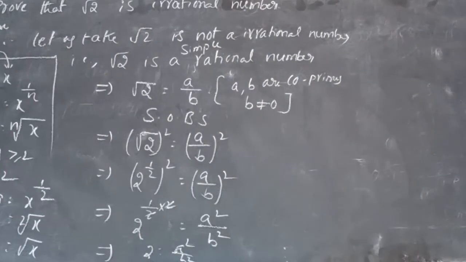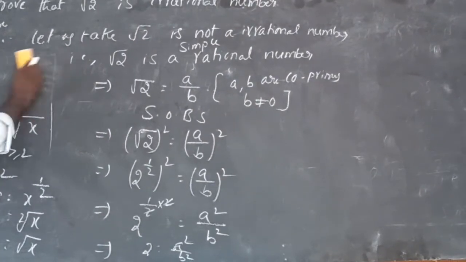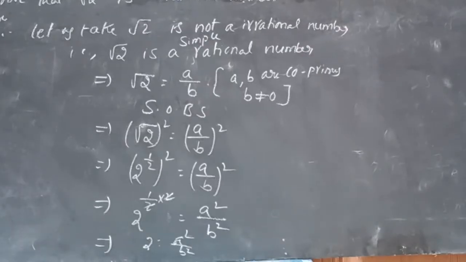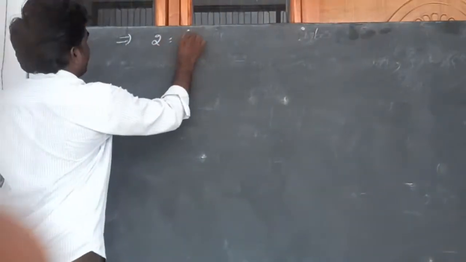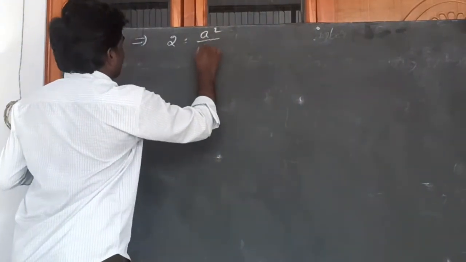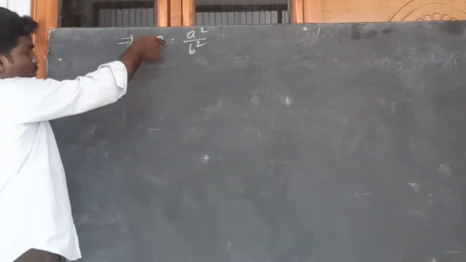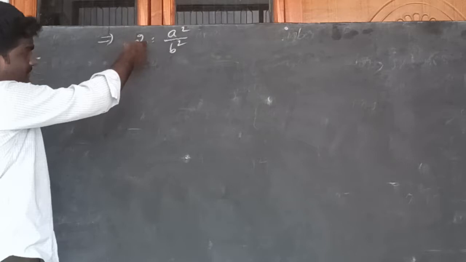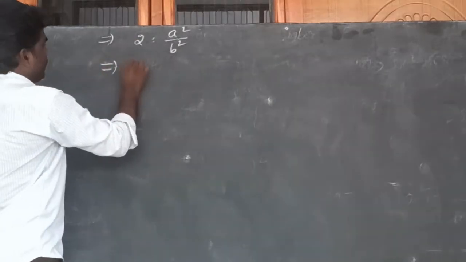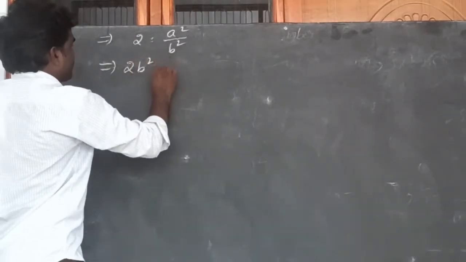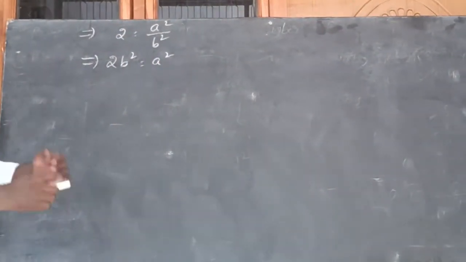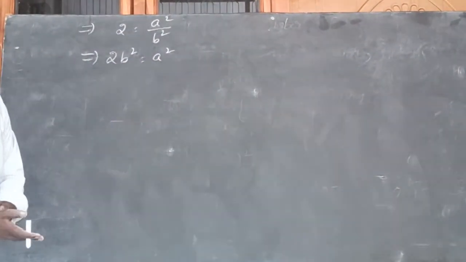a square by b square. Then 2 is equal to a square by b square. Here b square divides; this b square goes to the left side and multiplies. So 2b square is equal to a square. Here we can do two processes now.